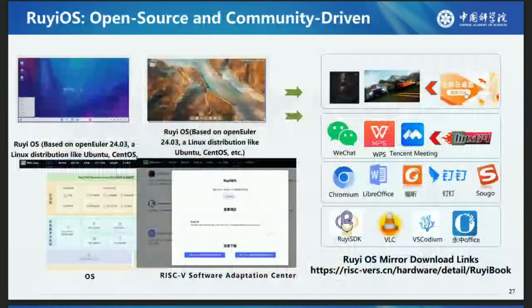So this is the RISC-V community where we have some major apps, like browsers, like offices.